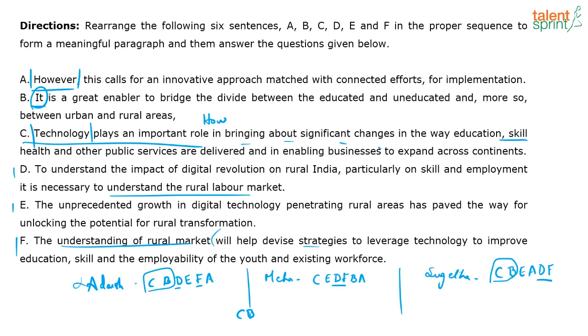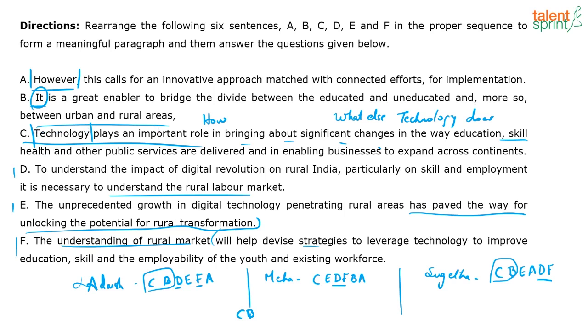The question is, what else does technology do? It is E. It is saying the unprecedented growth in digital technology penetrating rural areas has paved the way for unlocking the potential for rural transformation. This is what technology is doing, other than bridging the gap between educated and uneducated, and more so between urban and rural areas.